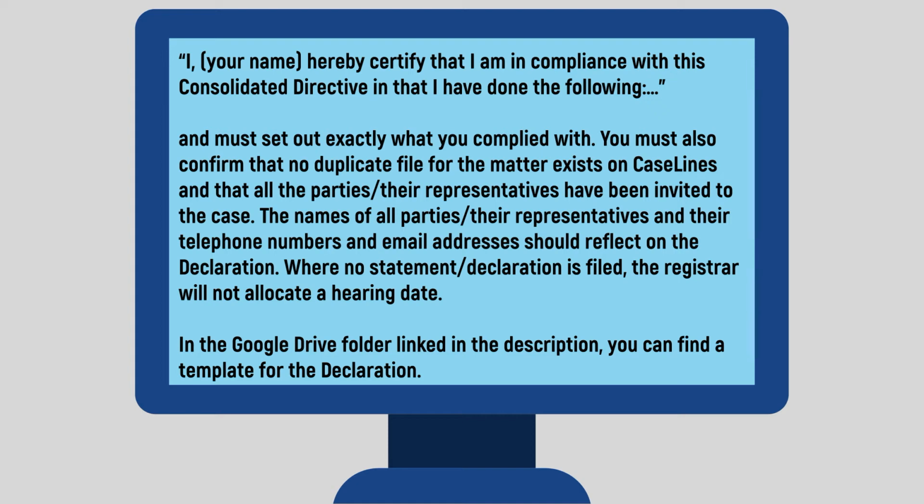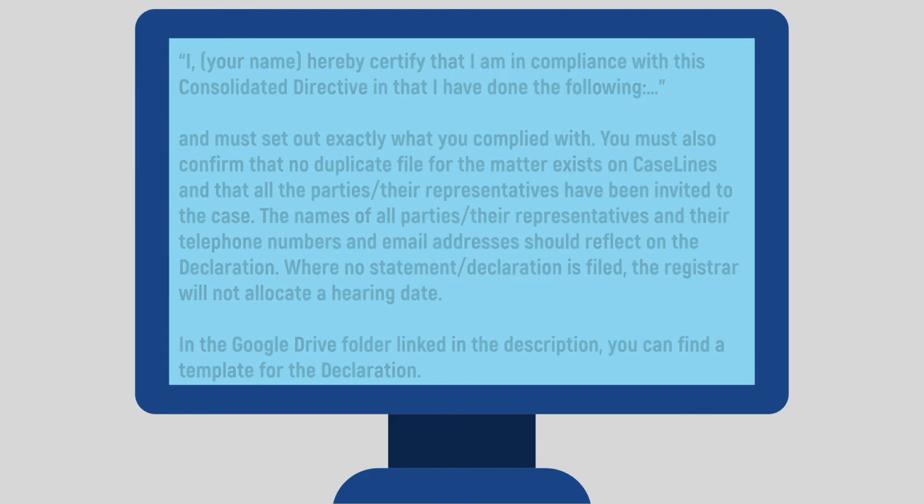And you must set out exactly what you complied with. You must also confirm that no duplicate file for the matter exists on CaseLines and that all parties or their representatives have been invited to the case. The names of all parties or their representatives and their telephone numbers and email addresses should reflect on the declaration. Where no statement or declaration is filed, the registrar will not allocate a hearing date.